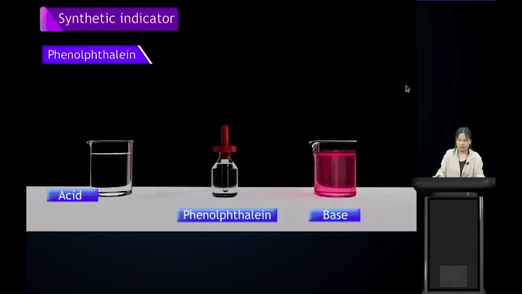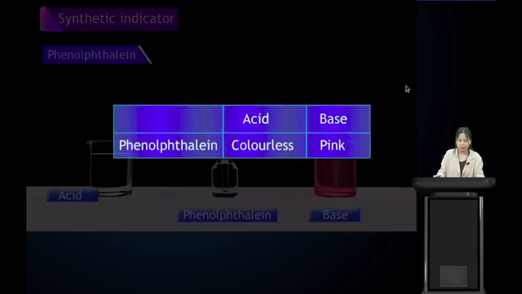Now what happens? What do we observe here, students? Yes, we see that there is no change in acid, right? Even if we add phenolphthalein in acid, there is no change. But when we add phenolphthalein into the base solution, it changes to pink color. So from here we can say that phenolphthalein in acid is colorless and phenolphthalein in base is pink. So this is how, by using phenolphthalein, we can indicate whether the given substance is acid or base.